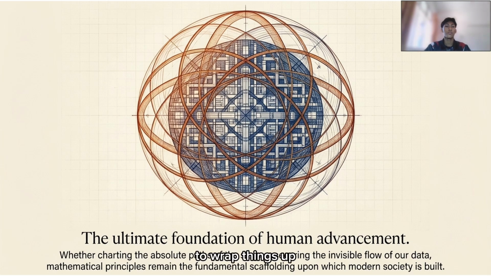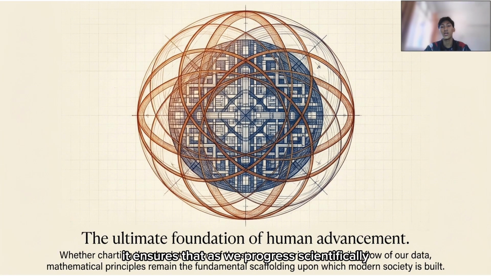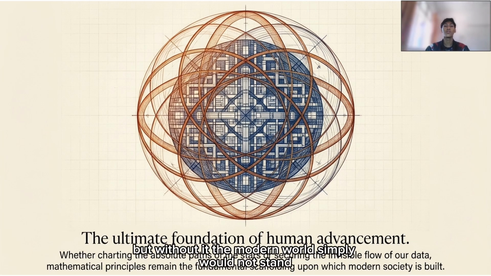To wrap things up, whether we are charting the path of a planet using Kepler's law or shielding a credit card transaction using RSA, the foundation is the same. Mathematics is the ultimate tool of human advancement. It provides the coordinates for our ships at sea and our data in the cloud. It ensures that as we progress scientifically, we also remain safe as a society. The scaffolding is invisible, but without it, the modern world simply would not stand.